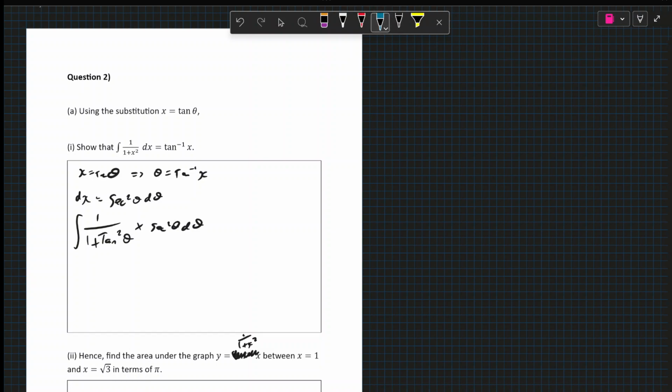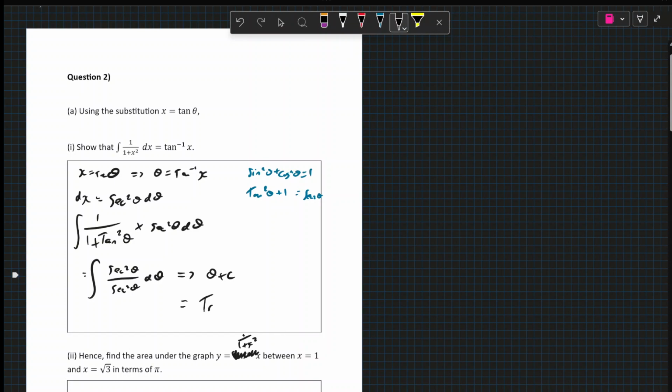Now, another thing that you should know from projectiles is that if you have sine squared theta plus cosine squared theta equals 1, and you divide everything by cosine squared, you get tangent squared theta plus 1 equals 1 over cos squared, which is sec squared theta. It's really badly written. So we can write this as sec squared theta over sec squared theta d theta, which when those cancel, you just get theta plus c, the constant of integration. Now, of course, we know what theta is. It's tan inverse of x.